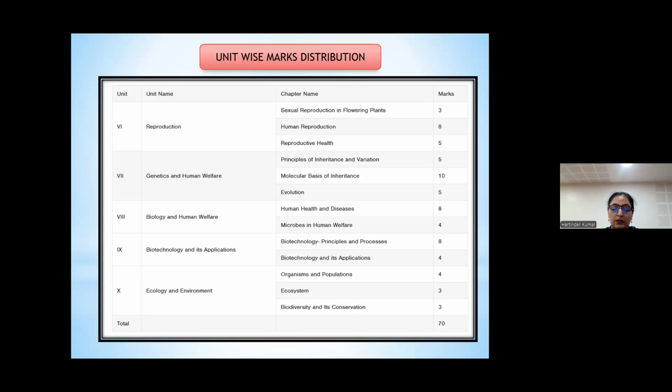Ecology and environment, again we have 3 chapters. Organisms and population, ecosystem, biodiversity and its conservation. These are for 4, 3 and 3 marks respectively, amounting to a total of 10 marks. That is total, we can say, a 70 marks theory paper.